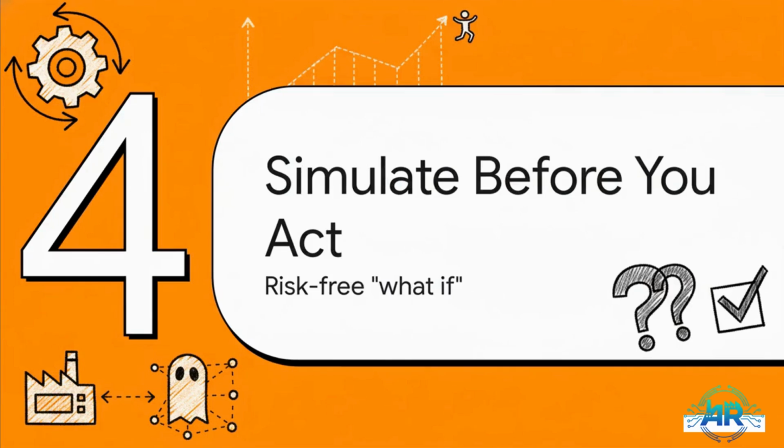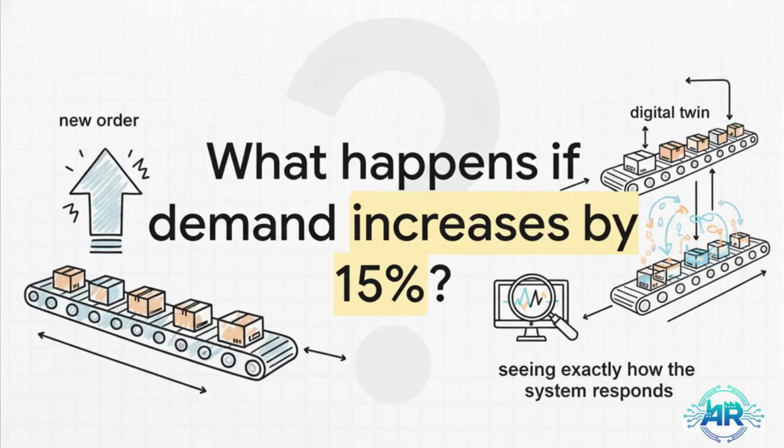And this brings us to the whole point of a digital twin, simulation. With this living model, you can finally start asking those critical what-if questions and get really reliable answers, all without touching a single physical machine. So let's say you get a huge new order. Can the line actually handle it? Well, instead of guessing, you just simulate that new demand in the twin, and you can see exactly how the system is going to respond.